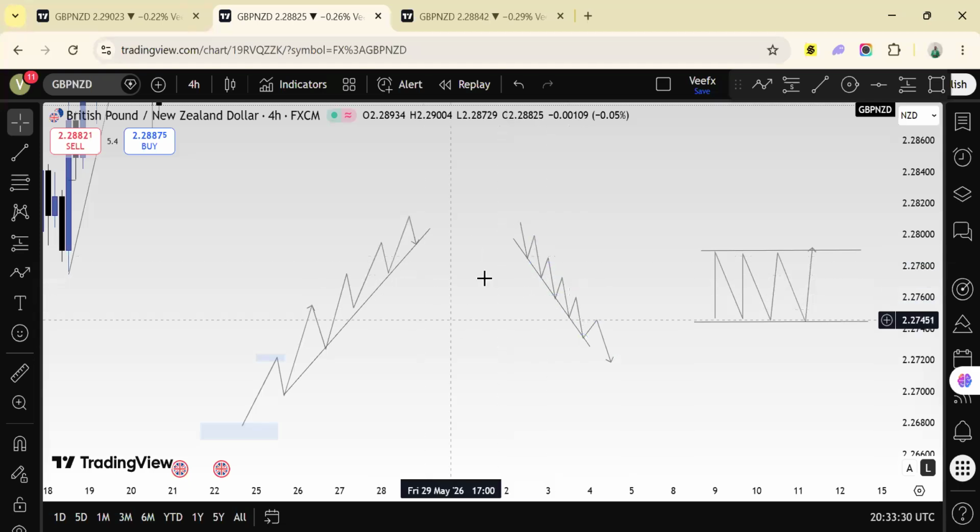So these are the three types of ways that price makes its movements, right? Let me know if you guys are following me. Are you guys following me? Hope you guys are following me. So these are the types of ways that price makes its movement, right?